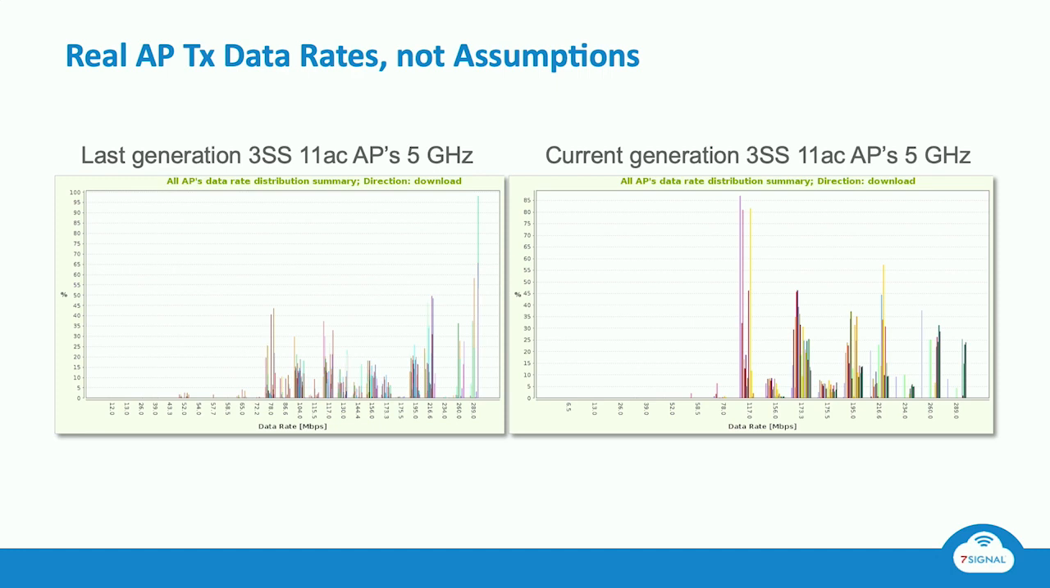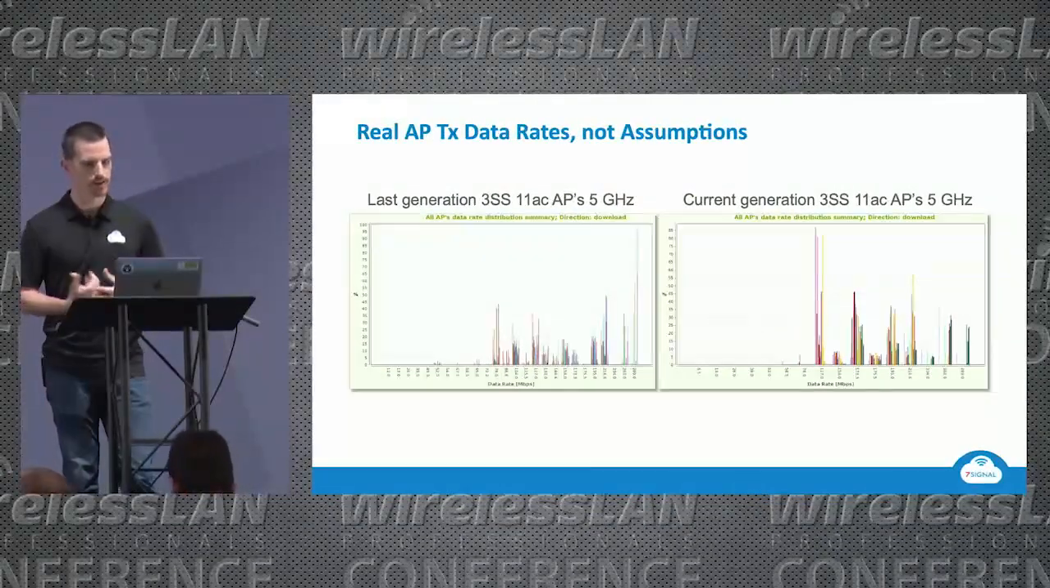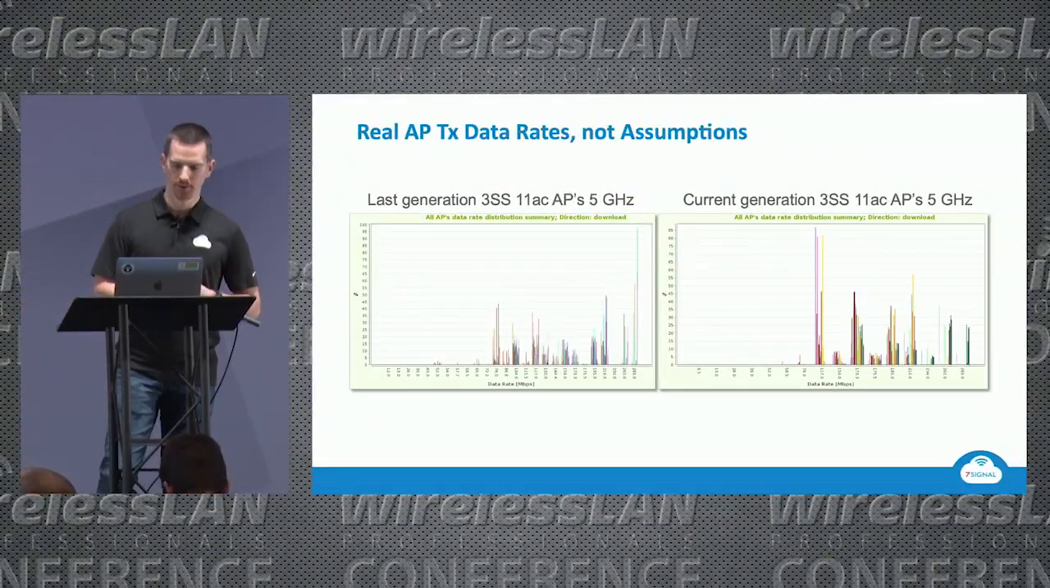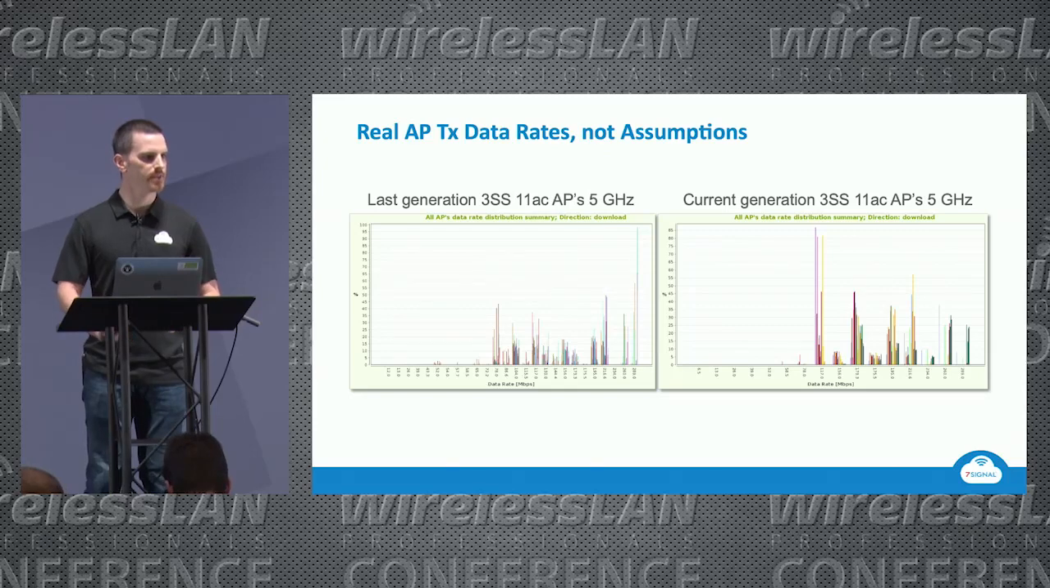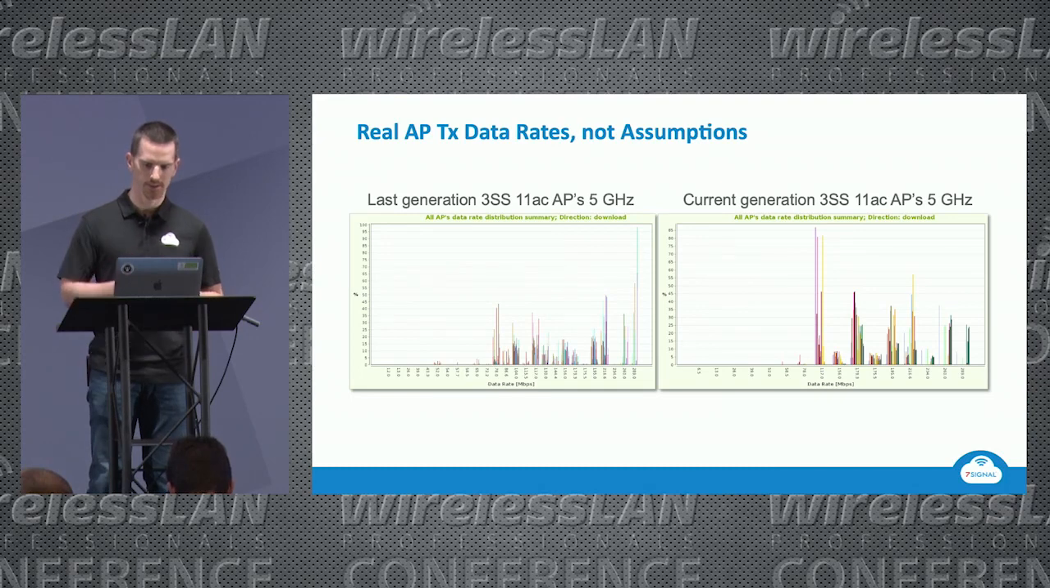And we can see the last generation AP was rate shifting up to those high 3 spatial stream rates much more often than the current generation AP. So if you were planning on a lecture hall full of MacBook Pros with 3 spatial stream adapters, sipping airtime because they can take advantage of those higher data rates, this is important because with the current APs, that's happening less often.